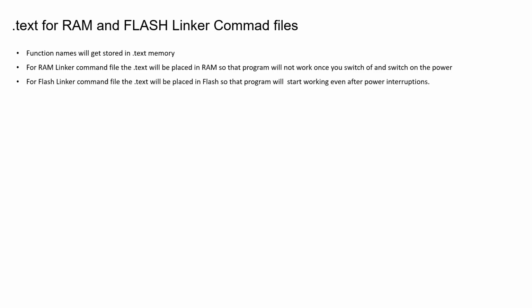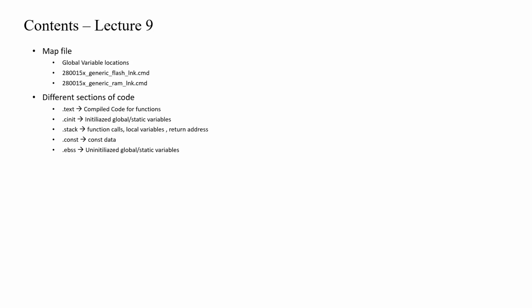So normally, if you want uninterrupted operation, or if you want to make your program self-independent, you will use the flash linker command file and place your functions, everything which after the compilation will be a part of .text, and this .text will be placed in the flash memory. So I hope you got some good understanding about the .text file.